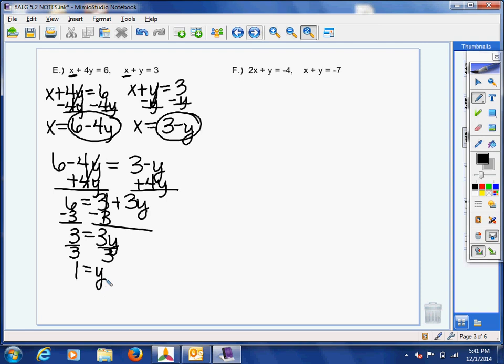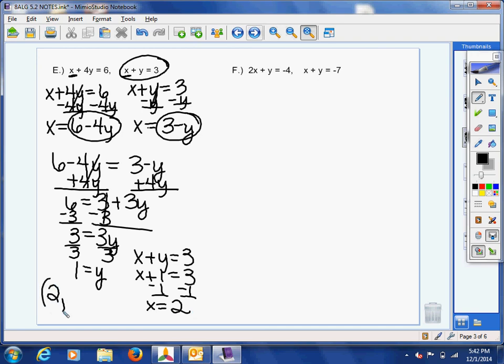That's all it means. Now, go back to the original equations. I like this one. That one looks easy to me. x plus y equals 3. x plus 1 is equal to 3. Take away 1, and we're saying x is 2. So your point of intersection, remember, start with the x. That would be 2. And then your y, which is 1. So my point of intersection is (2, 1). I hope you're following along with me and that it's making sense.